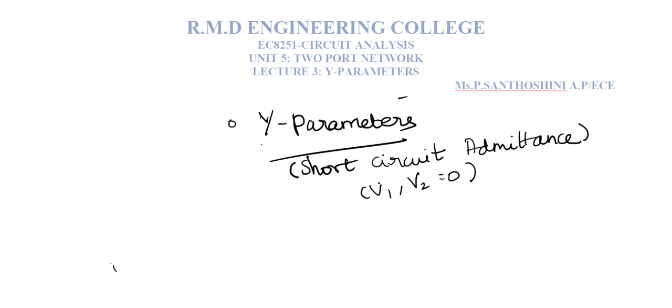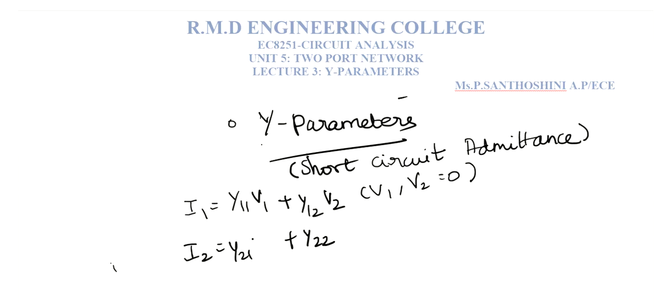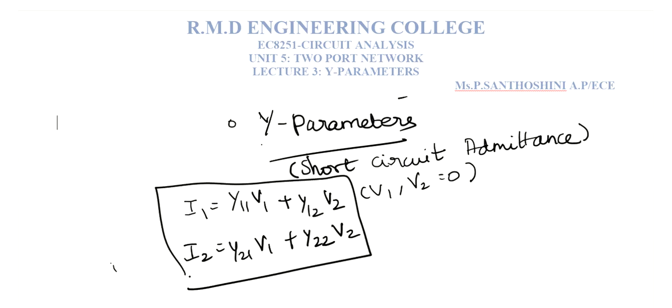So as usual, write the equation. Previously in the Z parameters we wrote V1 and V2 on the left hand side. Now definitely your left hand side will be I1 and I2, equal to Y11, Y12, Y21 and Y22 in between, followed by V1 and V2. This is a very important equation in Y parameters, and you can write it in the matrix format also.